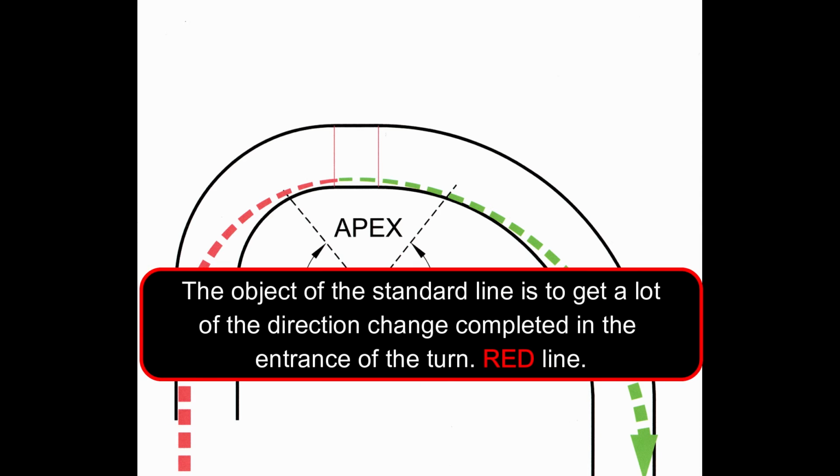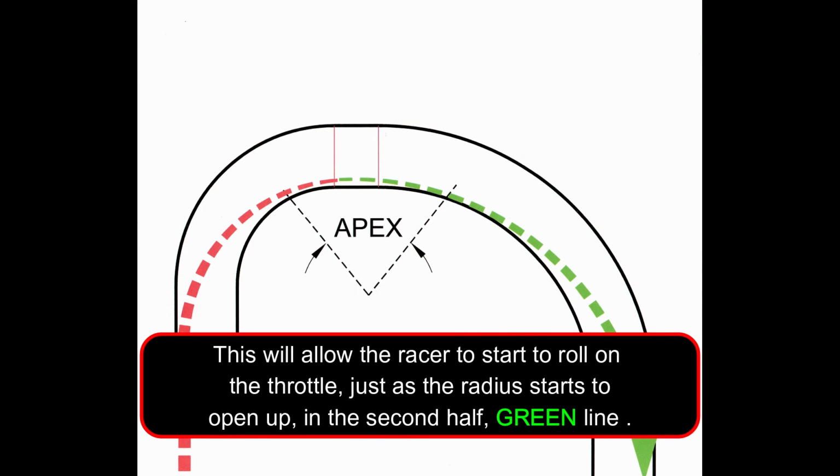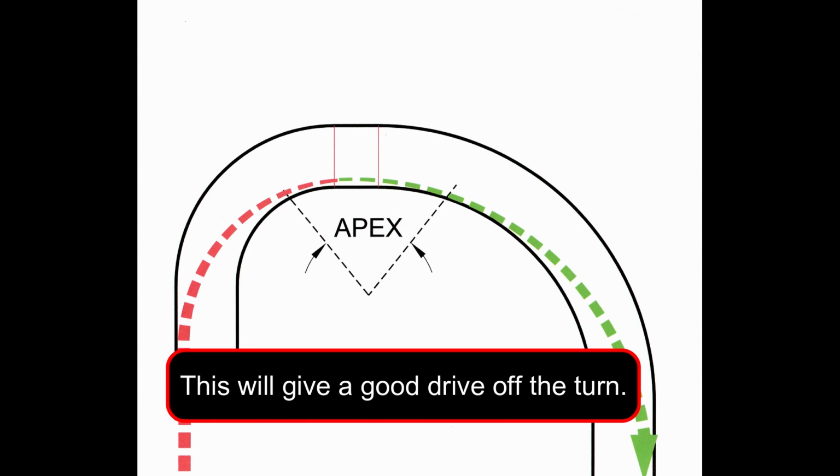The object of the standard line is to get a lot of the direction change completed in the entrance of the turn, shown by the red line. This will allow the racer to start to roll on the throttle just as the radius starts to open up in the second half, shown by the green line. This will give a good drive off the turn.